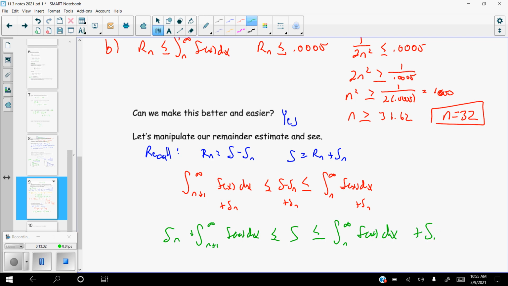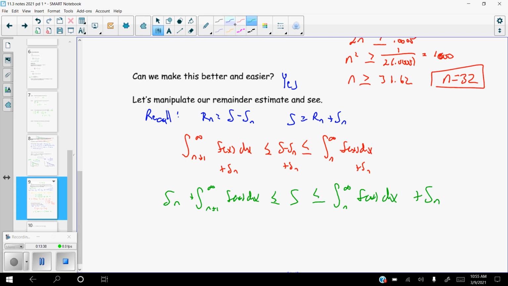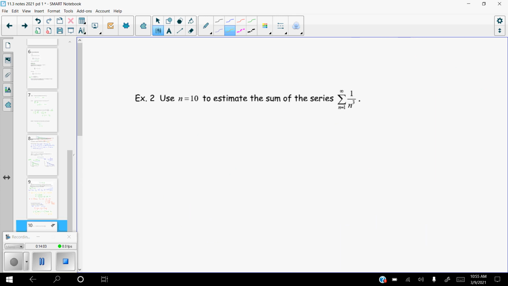I hate to put it out here on the end, but I'm going to put the plus s sub n on the end there. So really what that does is it gives you some kind of a bound. This right here would be a lower bound for your sum, and this right here would be an upper bound, since it's in between those two. If we can get an upper and a lower bound, then we can basically just average those two things to get a really good approximation for our sum. So let's see how that works on the next page.